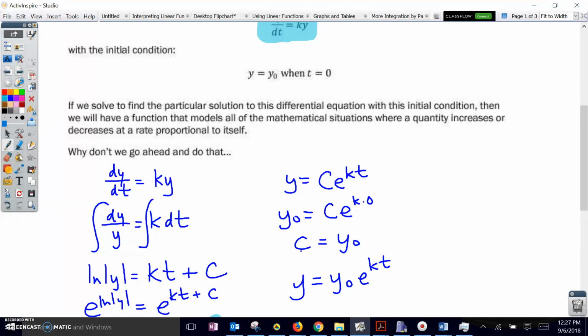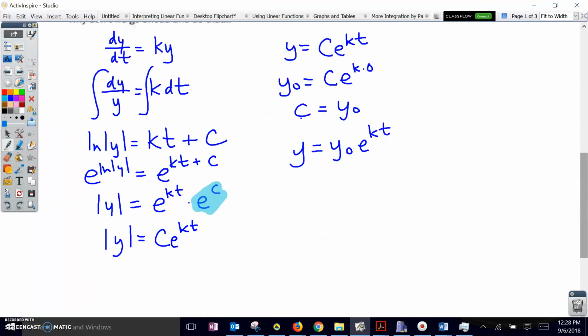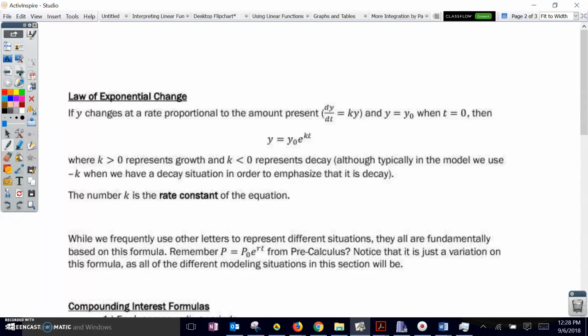This is the exponential growth and decay model. Anything that has a change in its amount based off the actual amount that's there can be modeled using this scenario. All right, let's continue on. And we'll look at, this reiterates the equation that we just found.